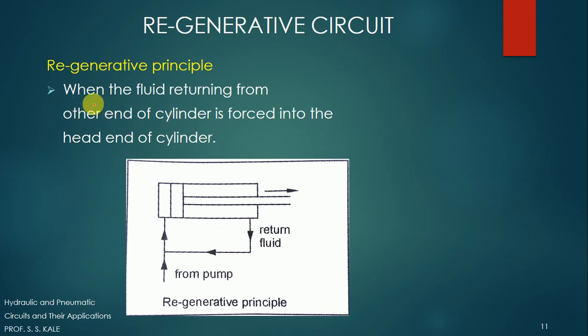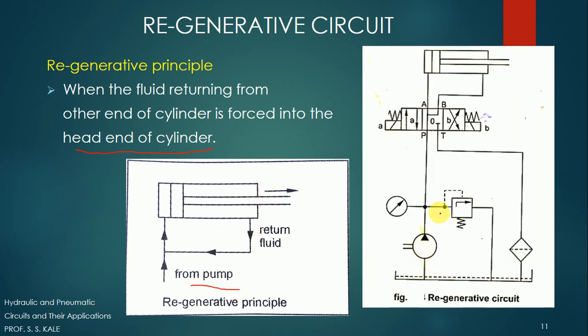Here the principle is that the fluid returning from the other end of the cylinder is forced into the head end of the cylinder. So this is the head end and this is the rod end. The fluid is entering into the head end, which means the amount of fluid coming from the pump can be reduced by the amount coming from the return fluid. So the power supplied to the pump can be reduced in a regenerative circuit.